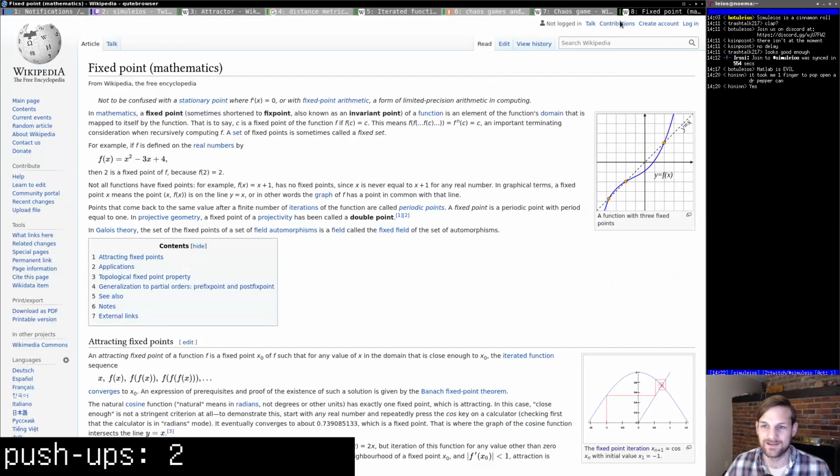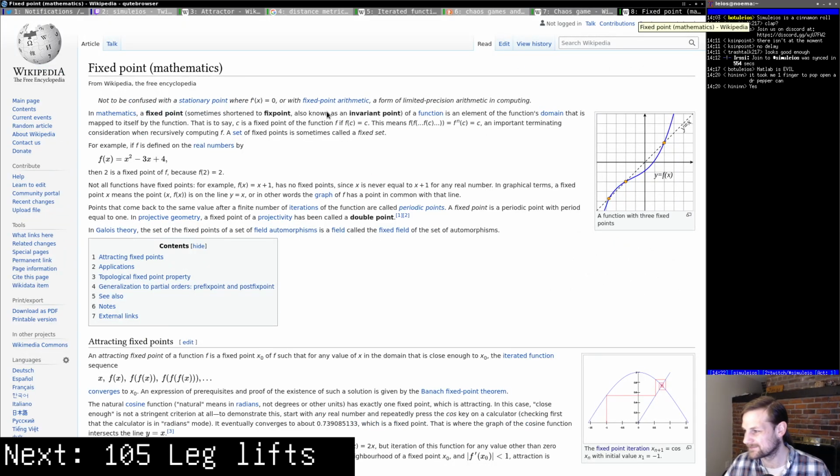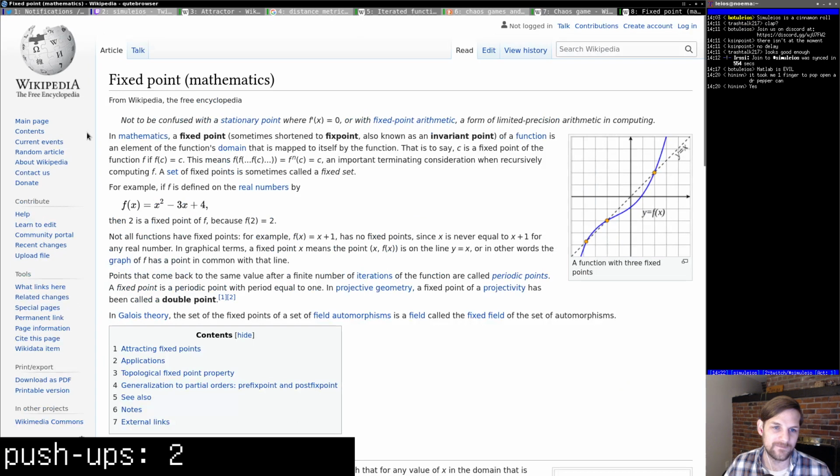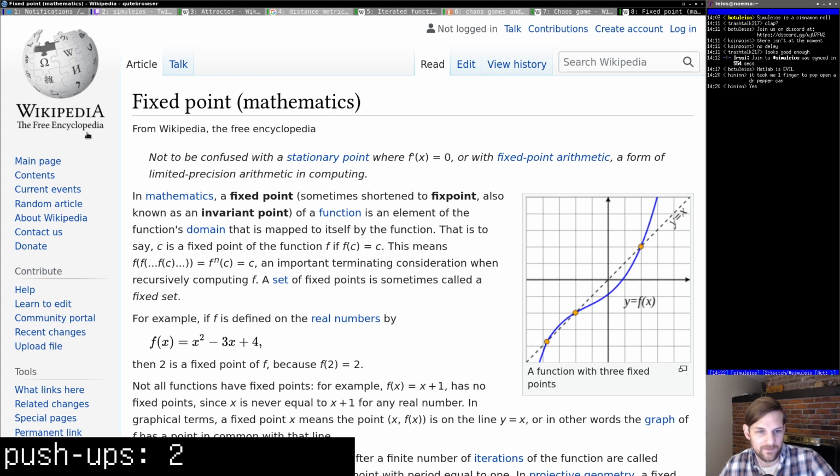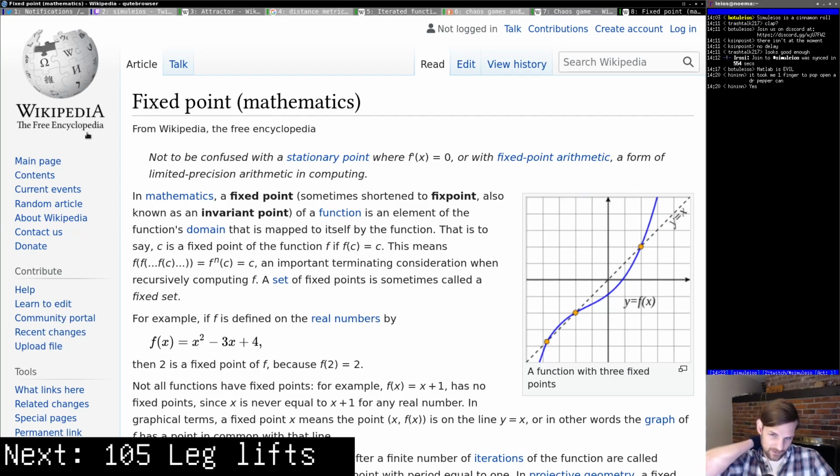So what is a fixed point? I'm sorry, guys, we're going real deep into this. In mathematics, a fixed point, sometimes shortened to fixpoint, also known as an invariant point of a function, is an element of the function's domain that is mapped to itself by the function. In the case of the Sierpinski triangle, obviously the function system will create the Sierpinski triangle. Therefore, it is the function's domain that is mapped to itself by the functions, plural. I do get that, but let's dig a bit deeper in here.